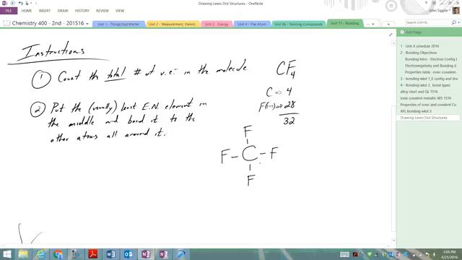How many electrons does each single bond there represent? 2. And how many bonds did we draw? 4. So 2 times 4 means we've used up 8 electrons. So 32 minus 8 gives us 24.